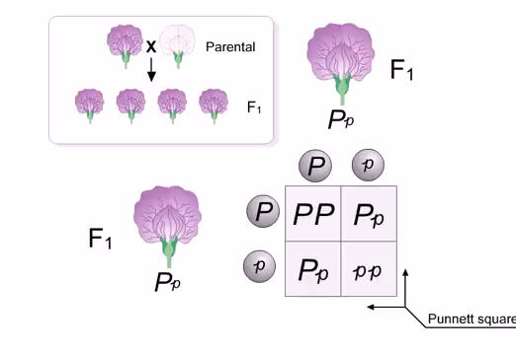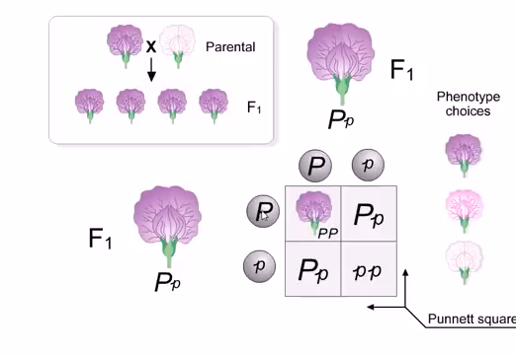Using the information provided, predict the phenotypes of the offspring. Drag the correct phenotypes to each square in the grid. Okay, so what will be the phenotypic choices? Now as we are having capital P, it's dominant, so this will be that. And capital P small p, though it's heterozygous, still it has the one dominant trait, so the answer will be the dominant one.